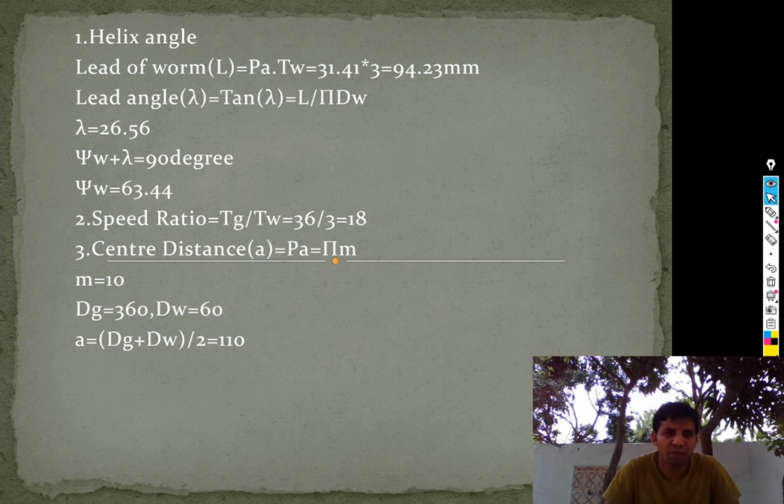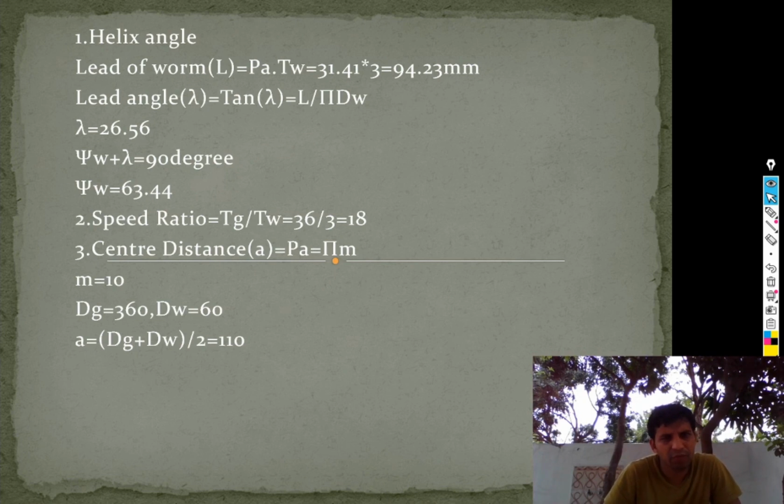After finding lambda we can easily find the helix angle. The formula for finding the helix angle is psi w plus lambda, where psi w is the helix angle for worm gear, and psi w plus lambda is equal to 90 degree. So psi w is 63.44. And the first term is already calculated, that is 63.44, the helix angle.